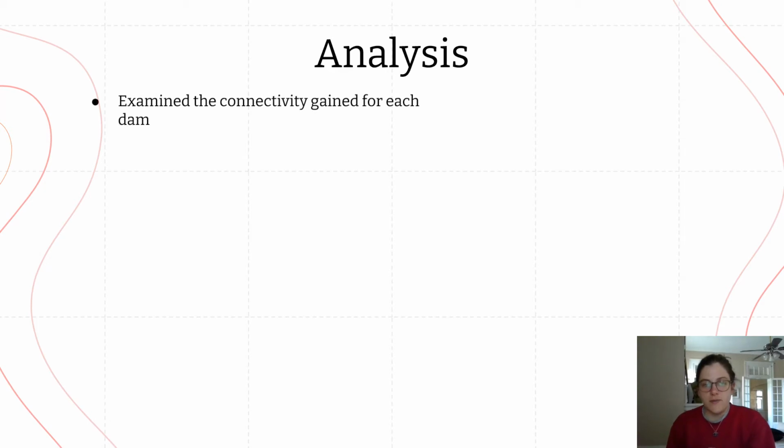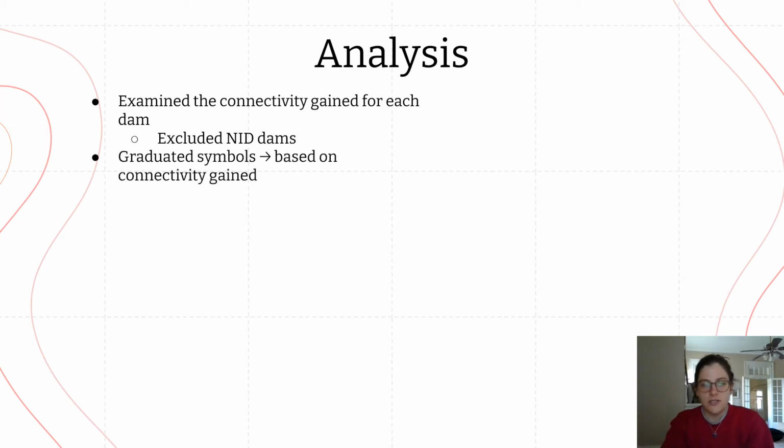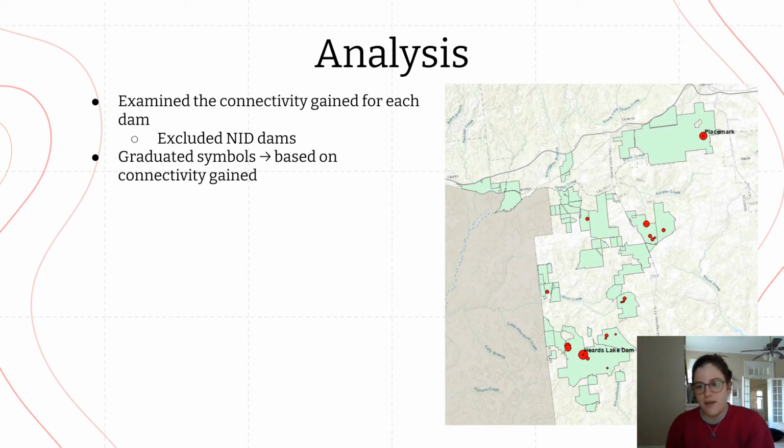So next, I wanted to examine the connectivity gained for each dam. I found that the NID data did not contain connectivity data at all, so I had to exclude that data from this portion of the analysis. I used the graduated symbols and I did it based on connectivity gained, and this is what I found.